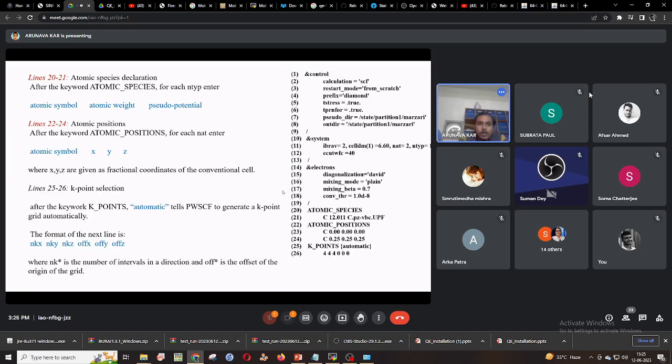Now we come to the atomic species. Under this atomic species, we have to provide 3 things. What is the atomic symbol? What is its atomic weight? And what is the pseudopotential for the corresponding atom? I'll show you how you get this pseudopotential, but for this session, I have provided the pseudopotential, so don't worry about this. I will also show you how to get the pseudopotential for other atoms.